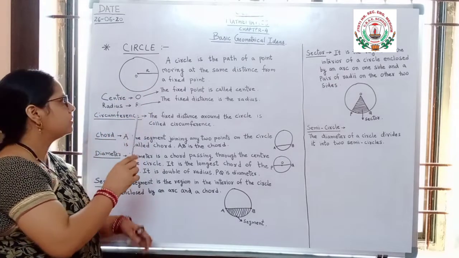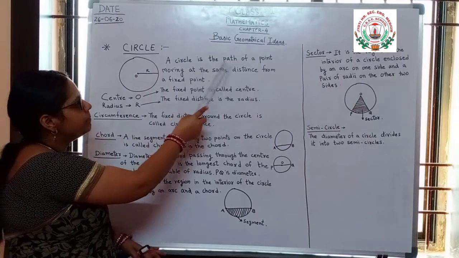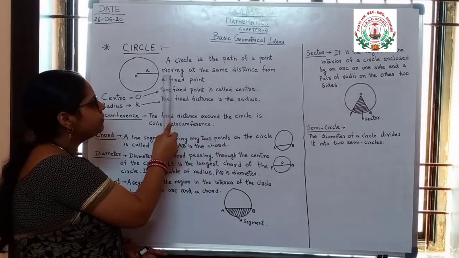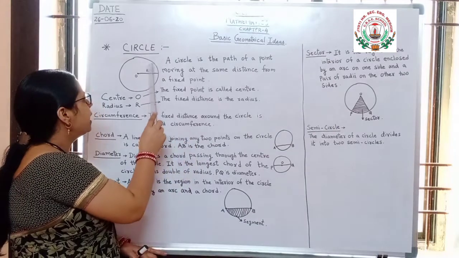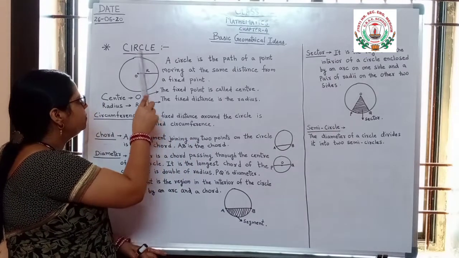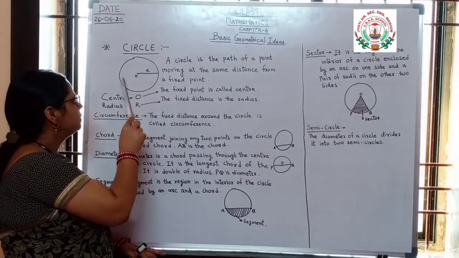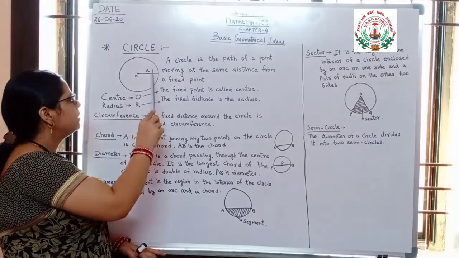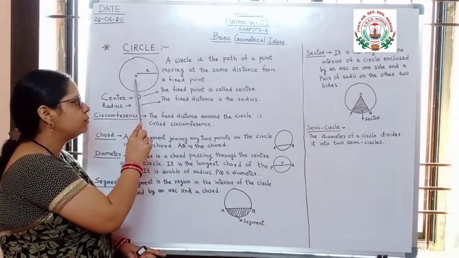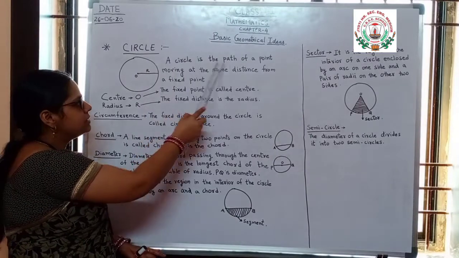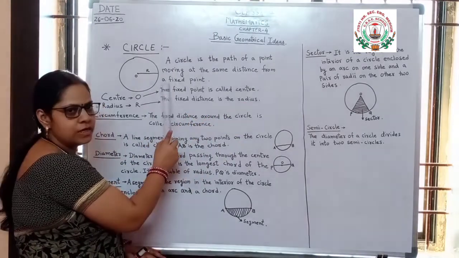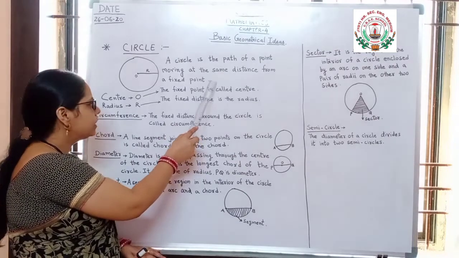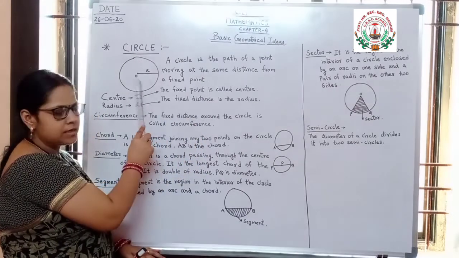That is called a circle. So a circle is the path of a point moving at the same distance from a fixed point. That will have the fixed distance from the center. Each point on the circle will have the same distance from the center point. This is called a circle.